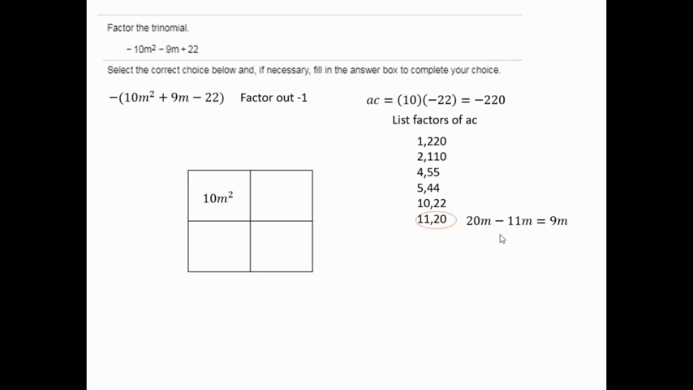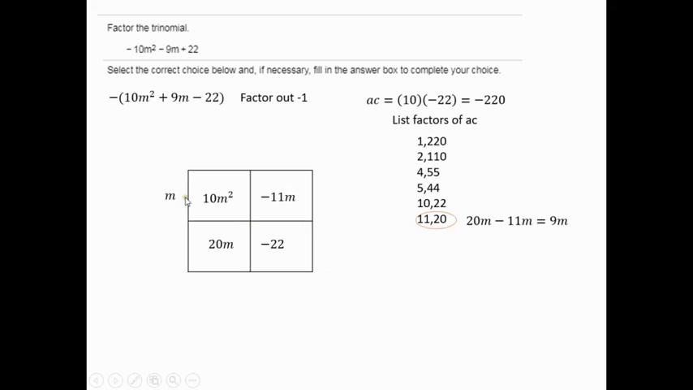So we put the first term in the upper left-hand corner of the box. We put the last term in the lower right-hand corner of the box. We put the necessary factors into the remaining boxes. Remember, you can put these in any order. It'll still work out in any order. For example, we could have put 20m up here and negative 11m here. It still would have worked out. But we put the necessary factors into the remaining two boxes.